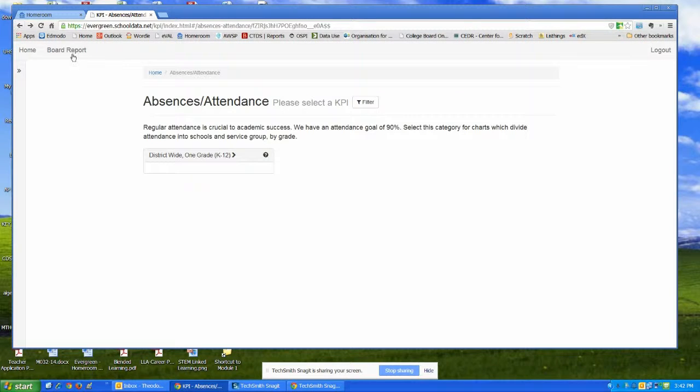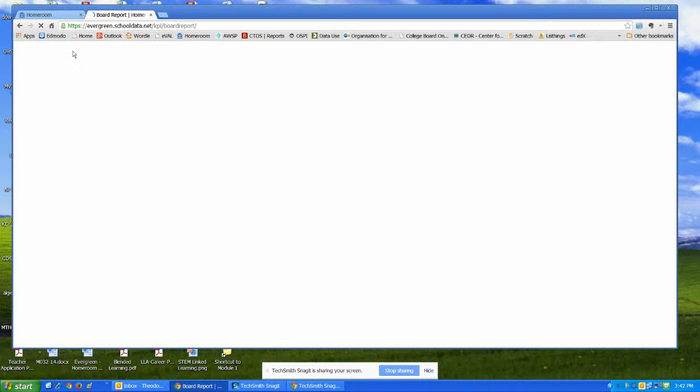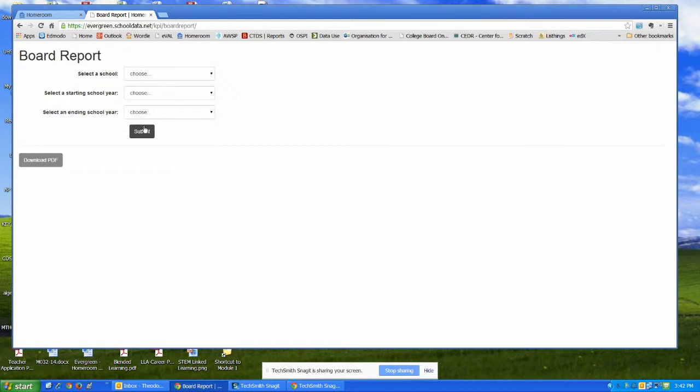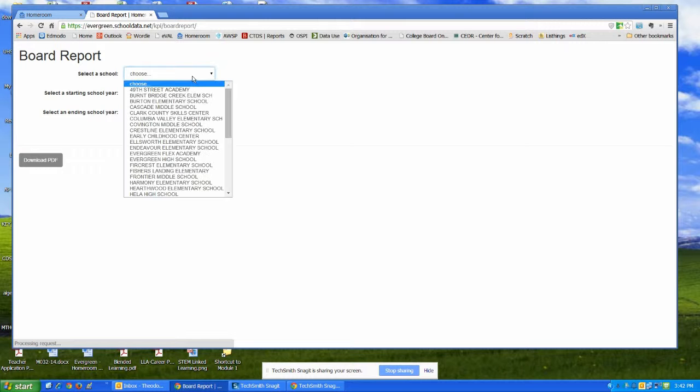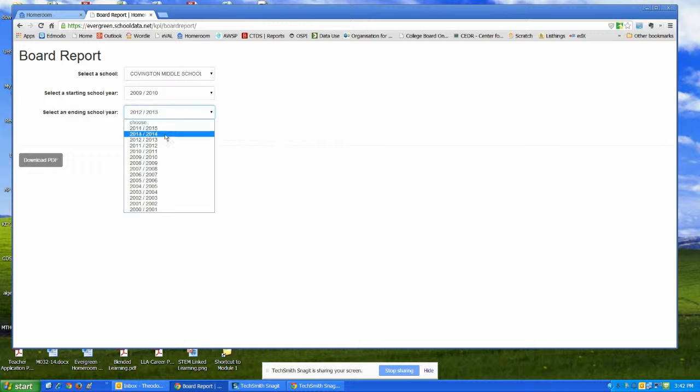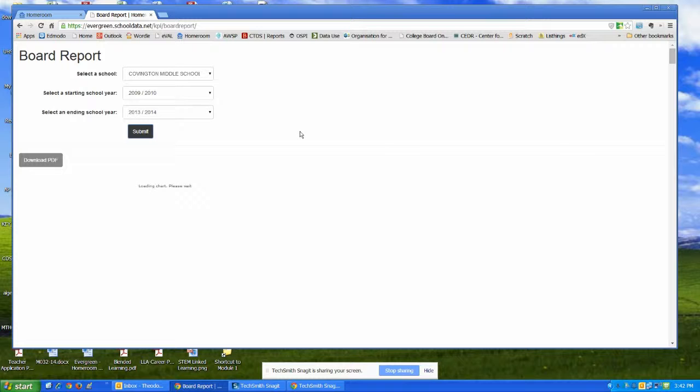Now, the other question I think you had, and this is in the board report, and these are longitudinal. So the board report is the annualized data. The KPIs are what you look at as the year goes along to measure progress towards the ultimate goals. So I'll go to Covington Middle School, and I'll choose 2013-14, so I'll get about 5 years of data. When I click on it, it will produce the 20-page report, loading chart. It'll produce the 20-page report that I think you're looking for.